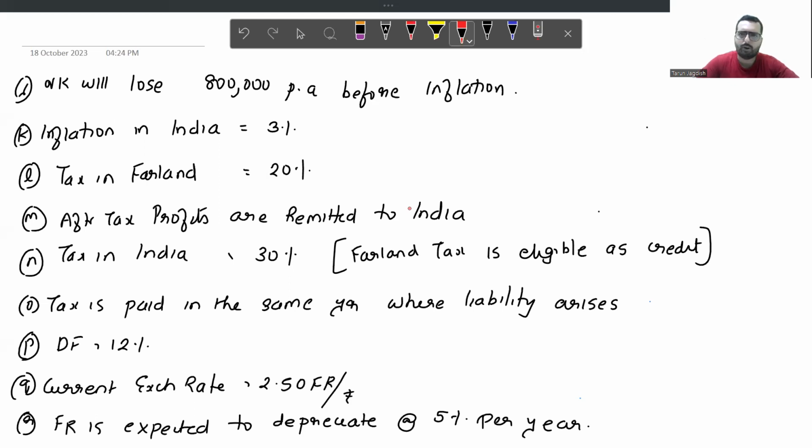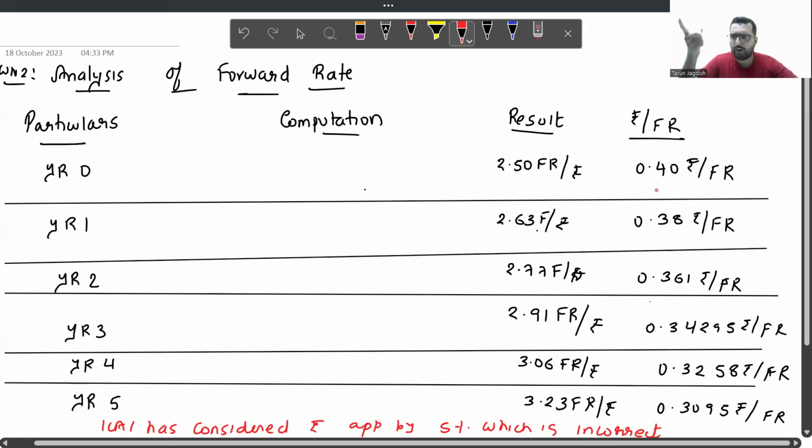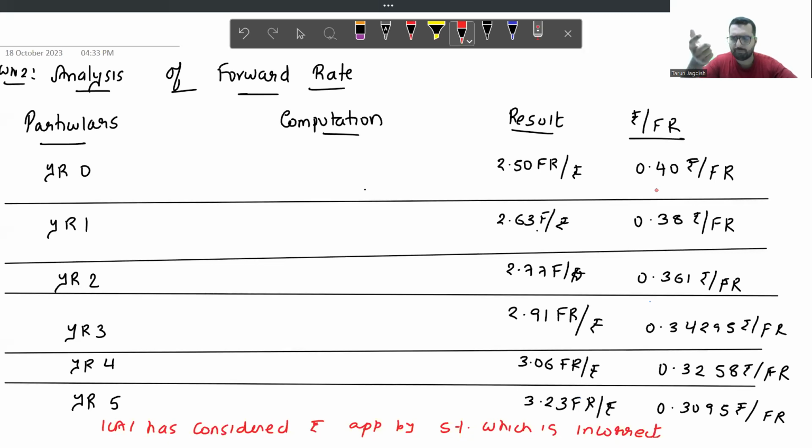Guru Nirupama, see what I have done is they have told FR is going to depreciate. So in order to make sure that FR is depreciating, first I should make FR the commodity. So I made 0.4 rupee per FR. Then I did minus 5%. That gives you the forward rate. So by that I found out the depreciated rate. But once I did that minus, I should take that and do 1 divided by, I will get 2.63 franc per rupee, because if FR depreciates, rupee is going to appreciate.